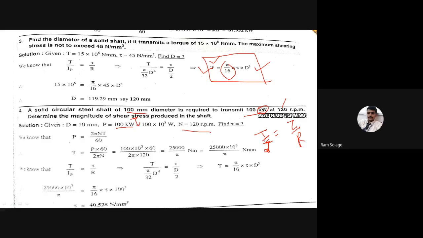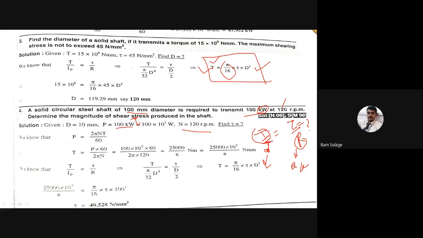Now this is the torsional equation. T upon J is equal to tau upon R. They are asking us to calculate the tau. Tau is equal to question mark. R is given in the problem. R is given means what? D by 2. Correct? T दिले का problem मध्ये बघून. T is not mentioned in the problem. Correct? J we can find: pi by 32 into D raised to 4. How to calculate T? T is nothing but torque.